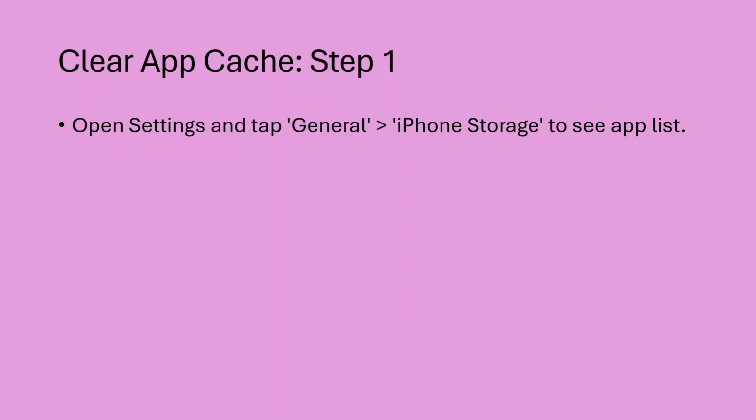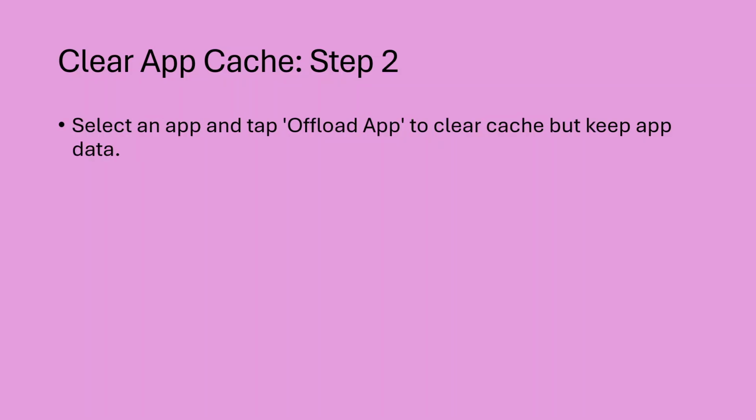For apps, open the Settings and tap General, then iPhone Storage to see your app list. Select an app and tap Offload App to clear cache but keep app data.